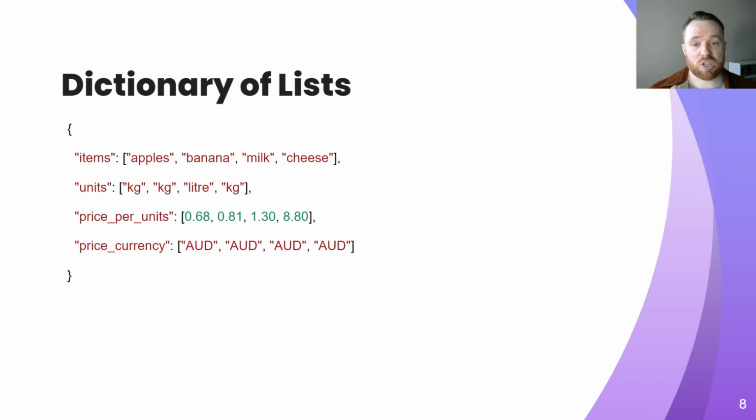Similarly, I could have a dictionary of lists. What I have here is a number of keys: items, units, price per unit, price currency. And what you'll see is that at index 0 for each of my keys, I have the information for apples. At index 1, I have the information for bananas. And this is another way that we can represent complex data structures.